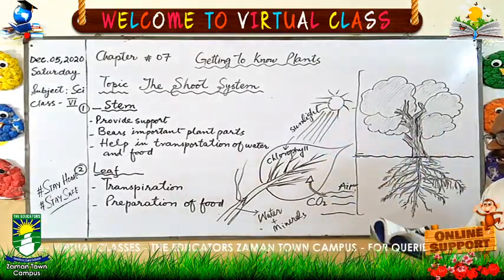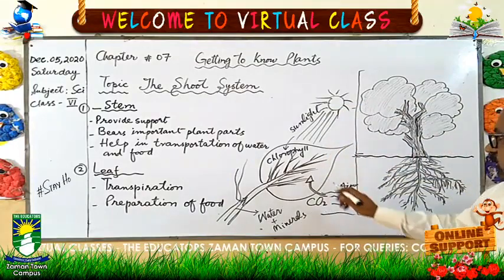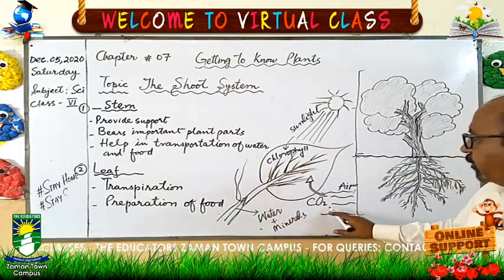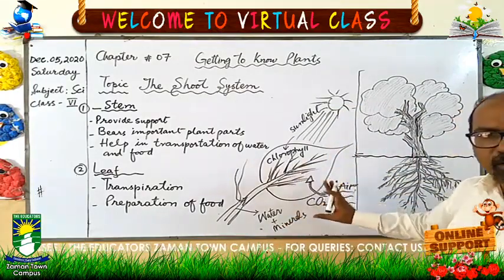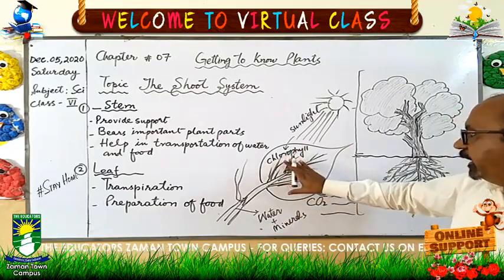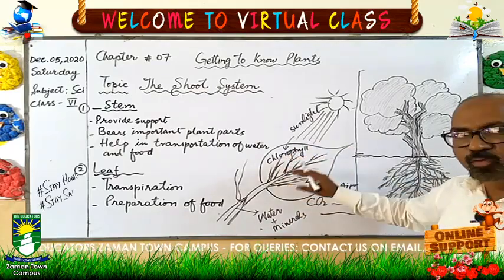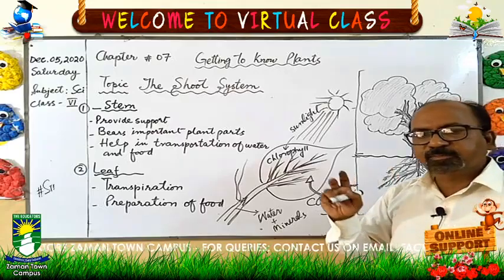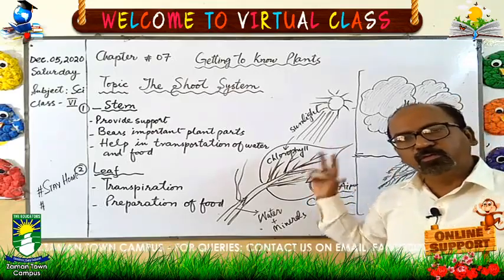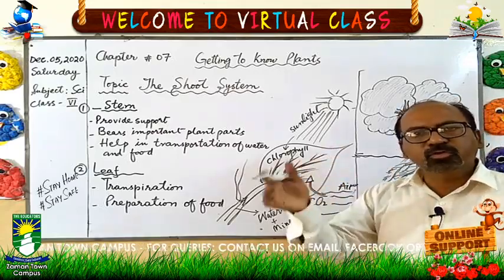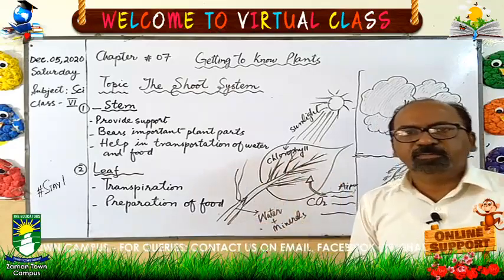Which three things are necessary? Chlorophyll, water and carbon dioxide. These are the necessary things, and these prepare the food. This food is prepared in the form of glucose, and glucose is stored in the form of starch in the plants.